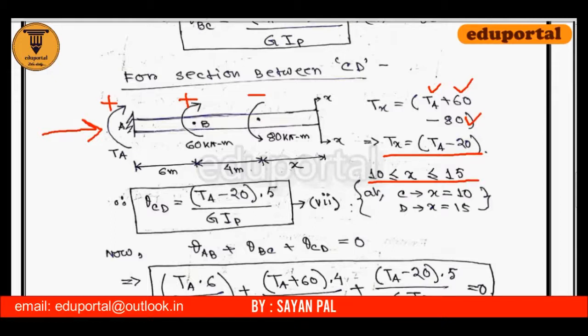Why? A equals 0, B was equal to 6, C was equal to 10 and D was equal to 15. So the length between CD is 15 minus 10, which is 5. That's why L equals 5. Tx equals Ta minus 20 and GIP is the same all over. This is for section CD.